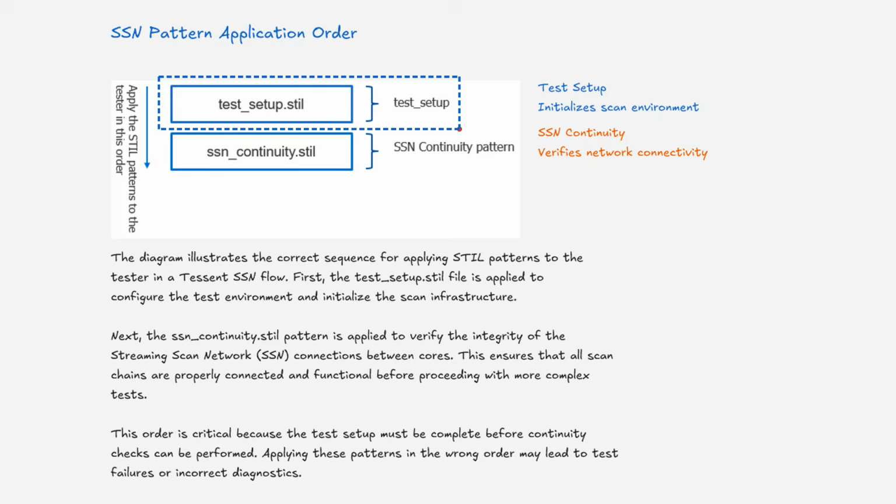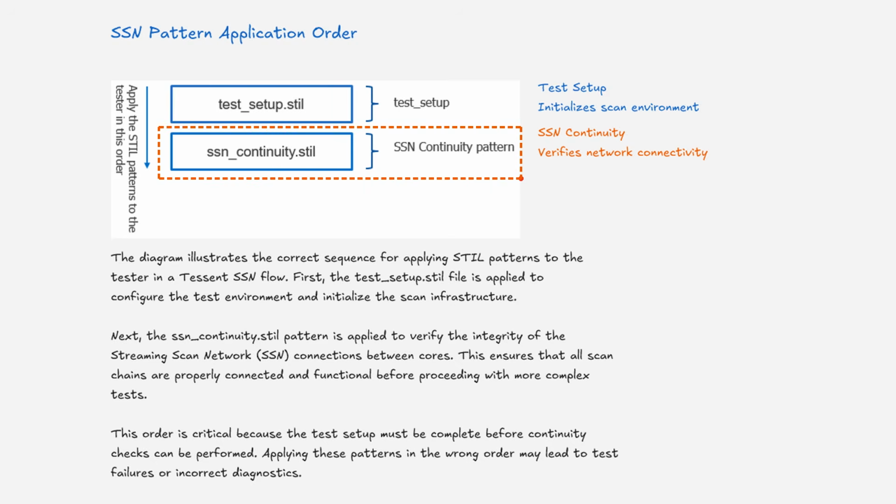The diagram illustrates the correct sequence for applying STIL patterns to the tester in a Tessent SSN flow. First, the test_setup.stil file is applied to configure the test environment and initialize the scan infrastructure. Next, the SSN continuity.stil pattern is applied to verify the integrity of the streaming scan network, SSN, connections between cores. This ensures that all scan chains are properly connected and functional before proceeding with more complex tests.